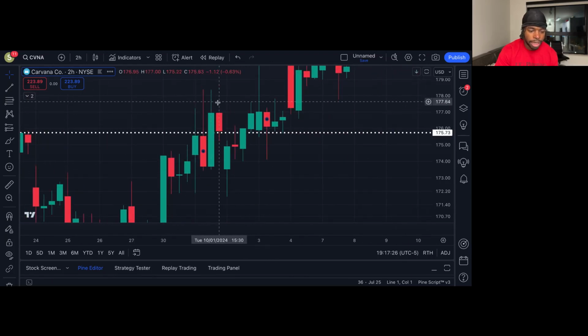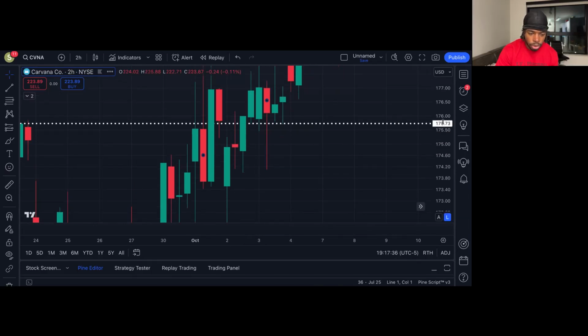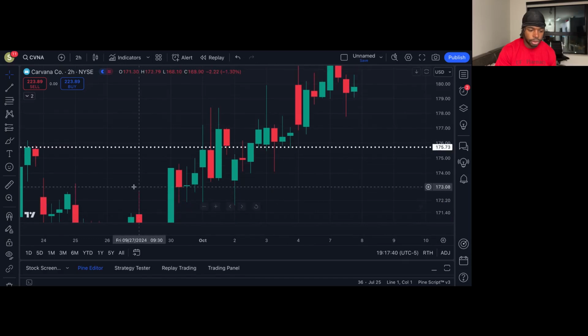And then we get a push past, and then we come back, a break above, and then a retest on that line. Then we have all of this consolidation happening right along that line. We even have wicks tapping it to the penny. So this is actually a very good key level.